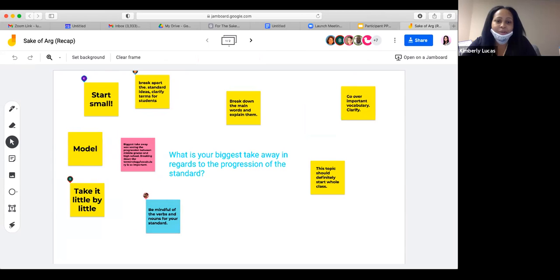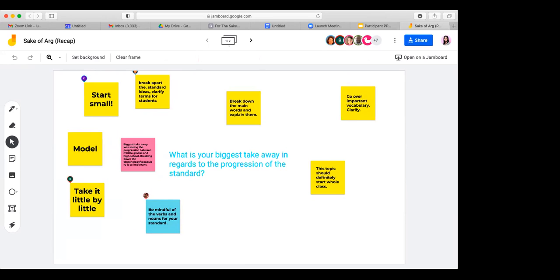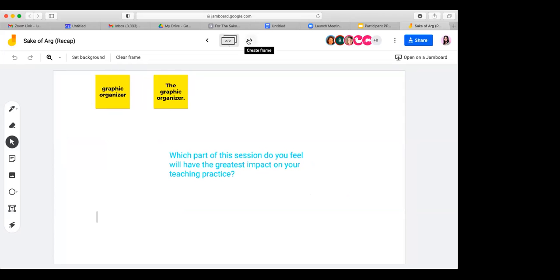My biggest takeaway was seeing the progression between middle grades and high school. Good. Then on that next slide, Kim, if you'll click that to that number 2 up at the top. And then we're looking at which part of the session will have the greatest impact. I'm glad y'all like the organizer.